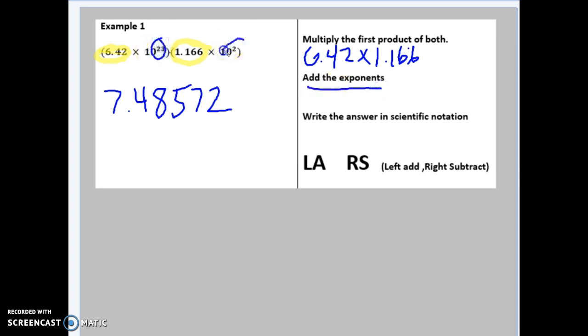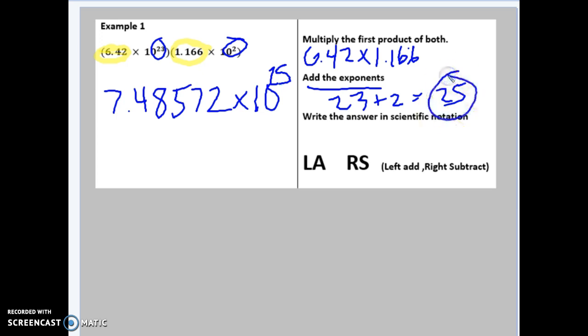So we have 23 here, we have 2 here. We're going to add 23 plus 2, which gives me an answer of 25. So when I write this in scientific notation, it's going to be times 10 to the 25th. It's always times 10. Scientific notation always has to be times 10 to some power. So our exponent is where we add the two exponents together. So then now we have our answer in scientific notation.